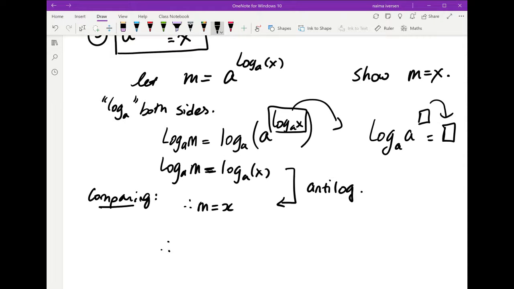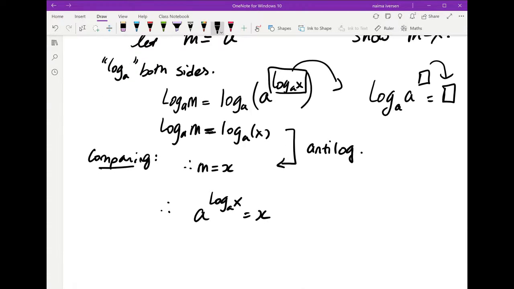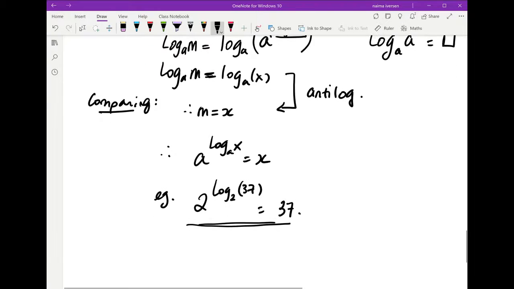So what we have shown then, after all of that proof, is that a to the power of log base A of x is equal to x. And for example, if I had 2 to the power of log base 2 of 37, this would equal 37, and that's how we can evaluate using this property.